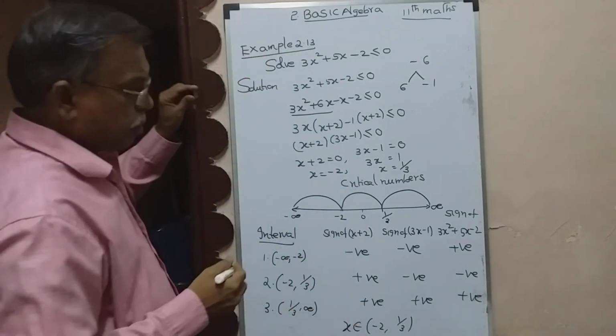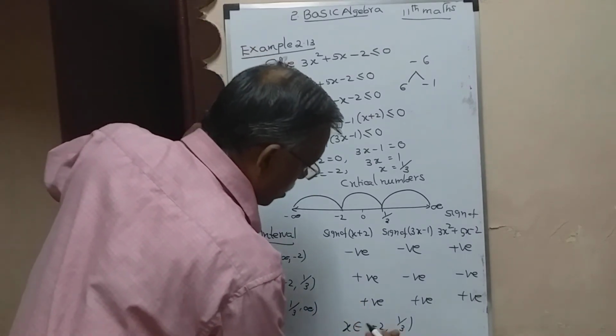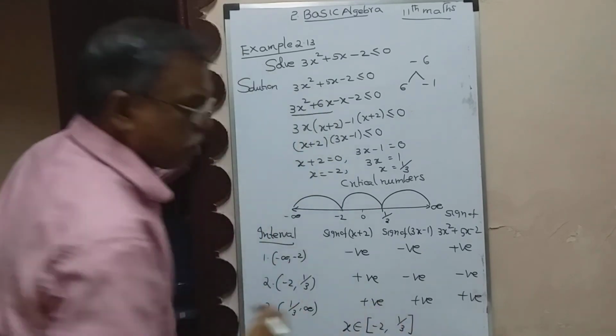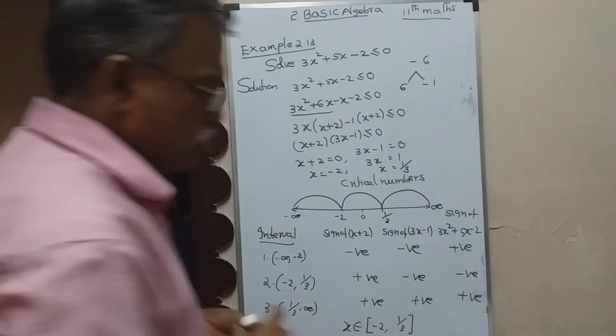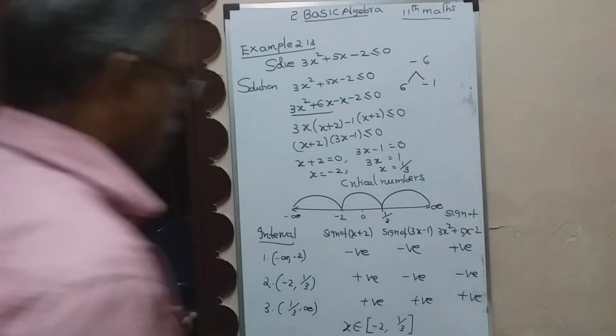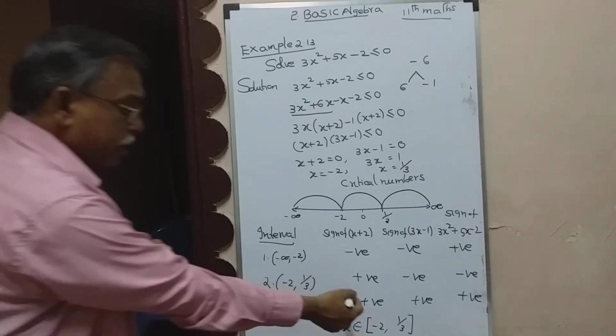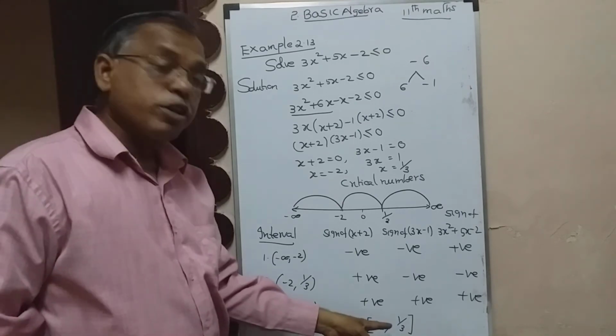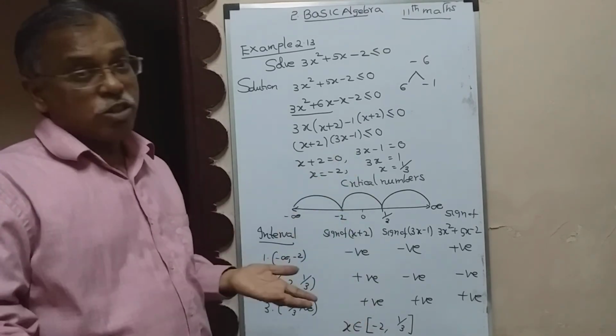So what you have to do is, at the endpoints, because the value is equal to 0, you should take it as minus 2 comma minus 1 by 3. Okay students, so that is your final answer. You cannot write open interval, close interval only. If you write close interval only, 0 also included. Otherwise 0 will not be included.